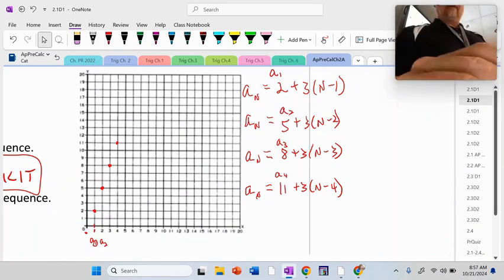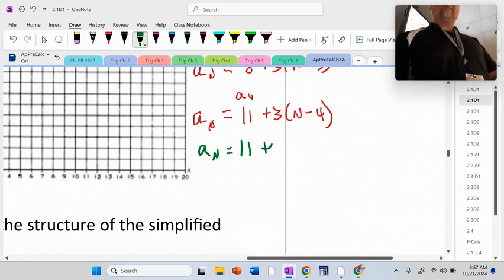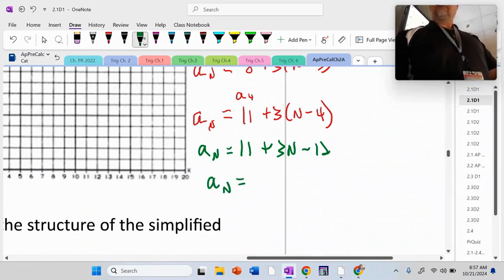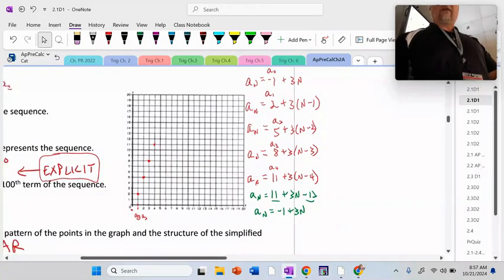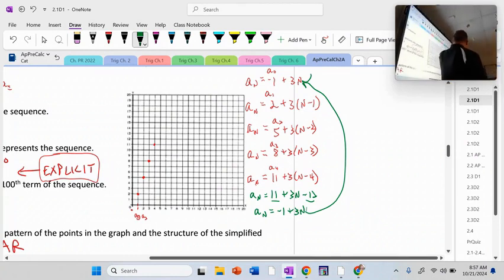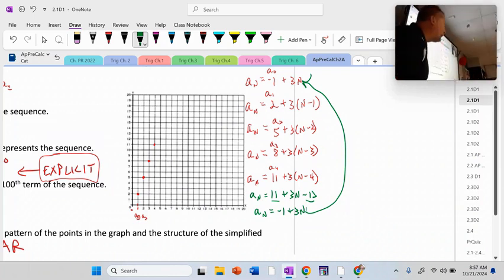The other thing I did with my last hour was look at how this formula turns into the first formula if I just simplify. 3n minus 12, we've got to be a good distributor, and then a sub n equals, well, negative 12 plus 11 is negative 1. And then notice when I simplify that fourth one, I end up with exactly the first one, because I should. I simplify any one of these, and it ends up being the initial equation. So it doesn't matter.